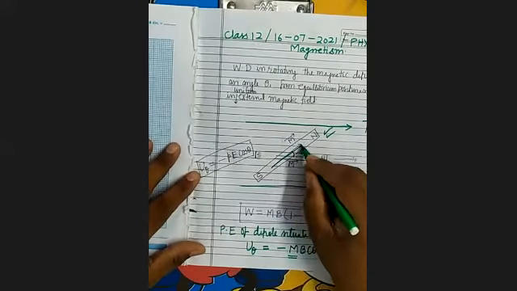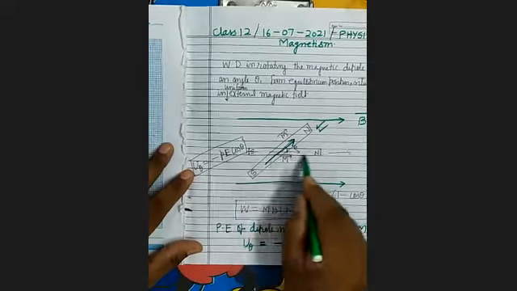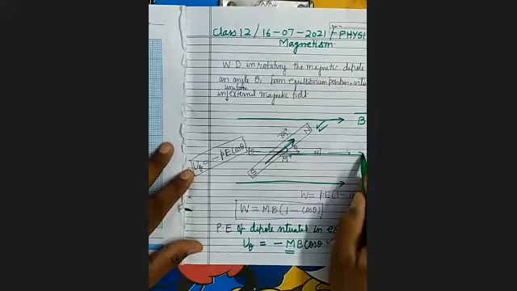अभी dipole moment vector कितना एंगल बना रहा magnetic field vector से? थीटा एंगल बना रहा. It is making what angle?